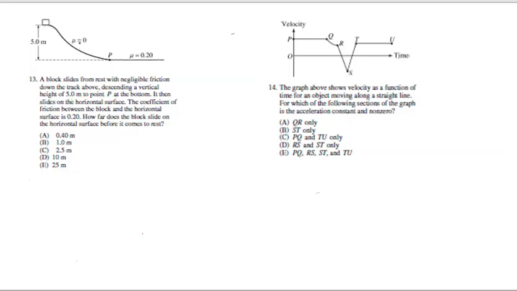You can see it says mu equals 0 in this whole area, no friction. However, in this area, and I haven't read the question, spoiler alert, there's friction, mu equals 0.2. So the block slides there, then slides on the horizontal, a totally horizontal surface. The coefficient of friction on the horizontal is 0.2. How far does the block slide on the horizontal before it comes to rest?